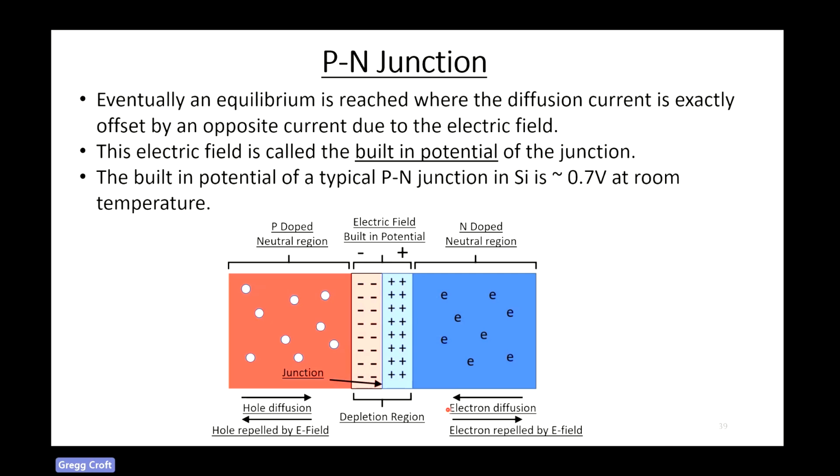You can see what's happening here. The electrons want to diffuse right to left, but they're repelled by the electric field, which wants them to go left to right. So eventually an equilibrium is reached at the p-n junction, and that happens when the electric field builds up to what's called the built-in potential. It just so happens the built-in potential for a p-n junction in silicon is around 0.7 of a volt at room temperature. We're probably all familiar with that number.